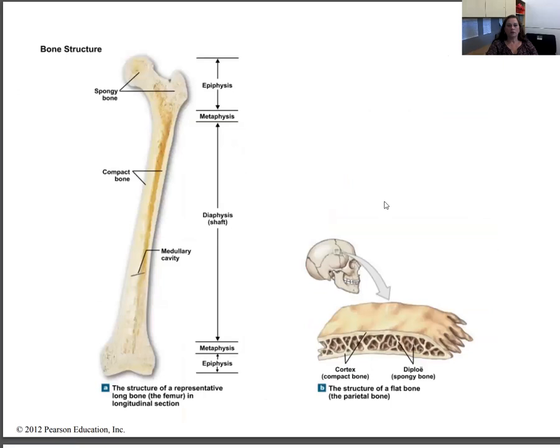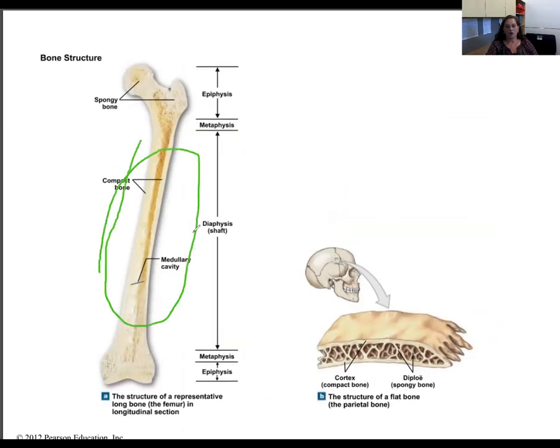Okay, then you have the long bone. This is the structure of a long bone in figure A here. So all of this area right here, also called the shaft, is the diaphysis. So the shaft of a long bone is a diaphysis. The ends of the long bone are called the epiphysis. So this is an epiphysis and this is an epiphysis. In between the diaphysis and the epiphysis is an area called the metaphysis. Meta means in the middle.